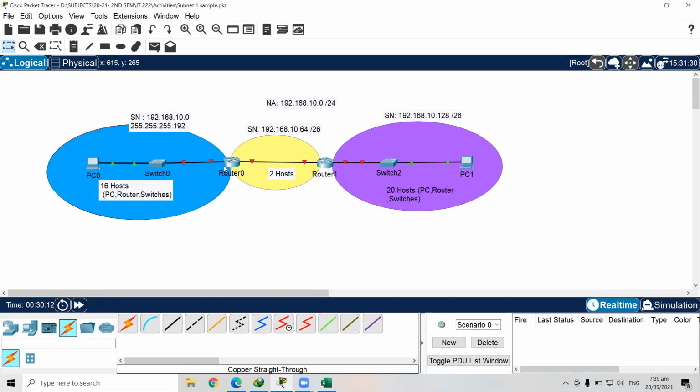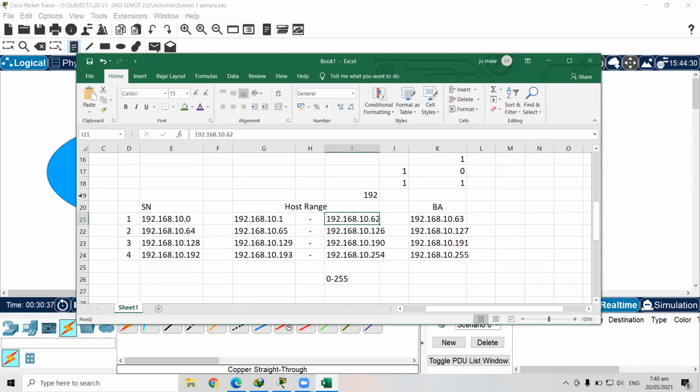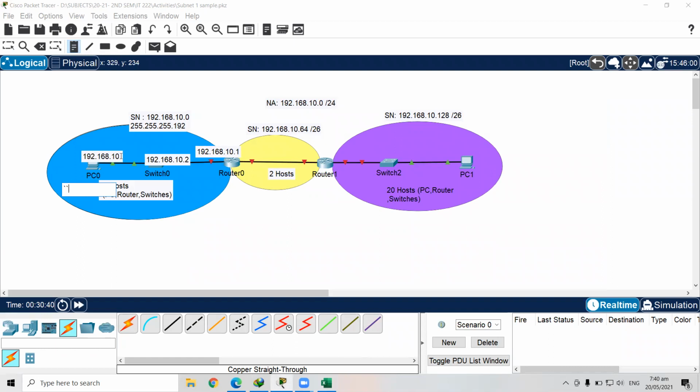Ayan. So mag-a-assign tayo ngayon ng IP. So dito, assign natin sa router na to. Copy ko na lang to. Ayan. So router na to, ilalagay ko si 10.1. Dito sa switch, si 10.2. Computer na to, gusto ko yung pinakahuling IP. Ano yung pinakahuling IP? .62. So, 62 yung ilalagay ko dito. Ayan. O, yan yung mga IP address niya.